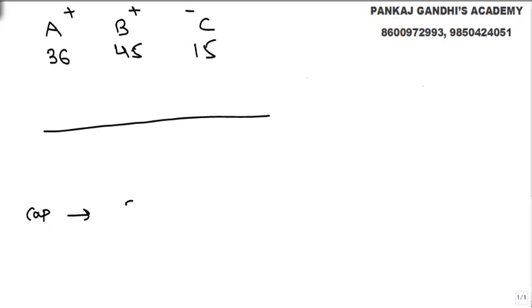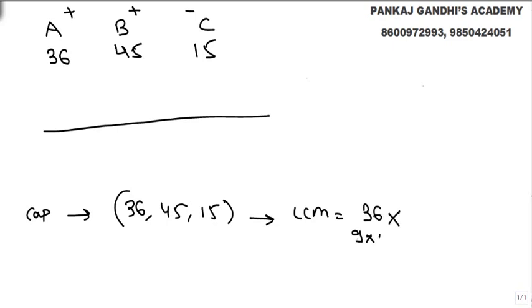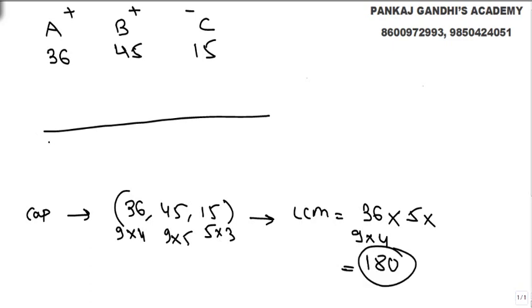LCM of 36, 45 and 15. So now how do we get LCM? If I start, LCM is 36 into something. 36 is 9 into 4. 45 is 9 into 5. So I need 5. This is 15, which is 5 into 3. 5 is also there, 3 is also here. So LCM.